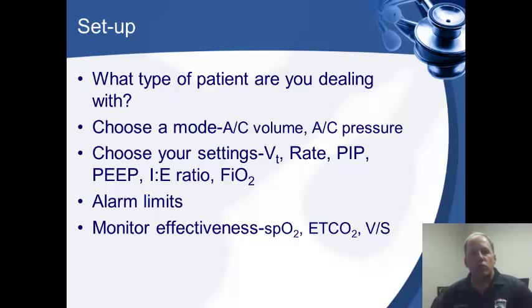Next thing you need to do is choose your settings. Now, your tidal volume is going to be based off of ideal body weight, which is based off of their height. You may use a chart. You may calculate that. You got to decide on your rate, your peak pressure, your PEEP, your IE ratio, and then your FiO2. You got alarm limits.